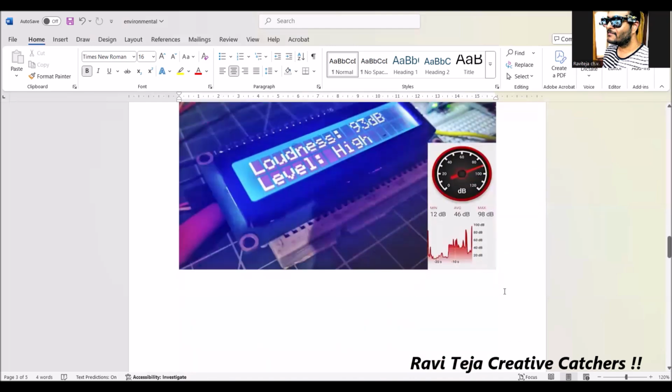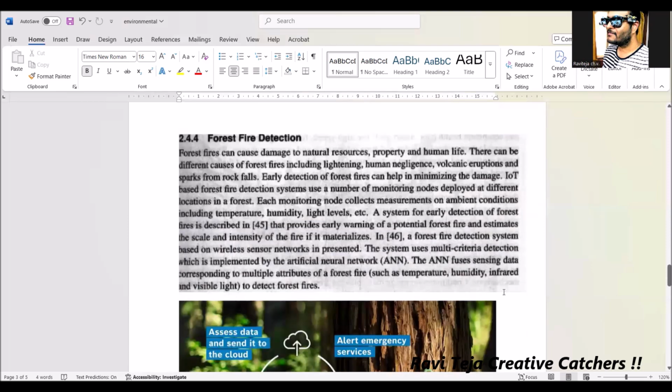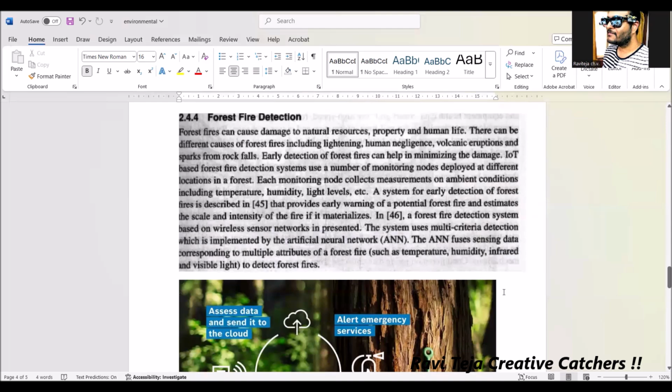Coming to the next monitoring device, this is one of the important considerations we need to take: forest fire detection. In many foreign countries, we can see a lot of news about forests that are on fire for many days and months, due to which lots of resources are getting damaged, and a lot of wildlife is getting caught in the fire.